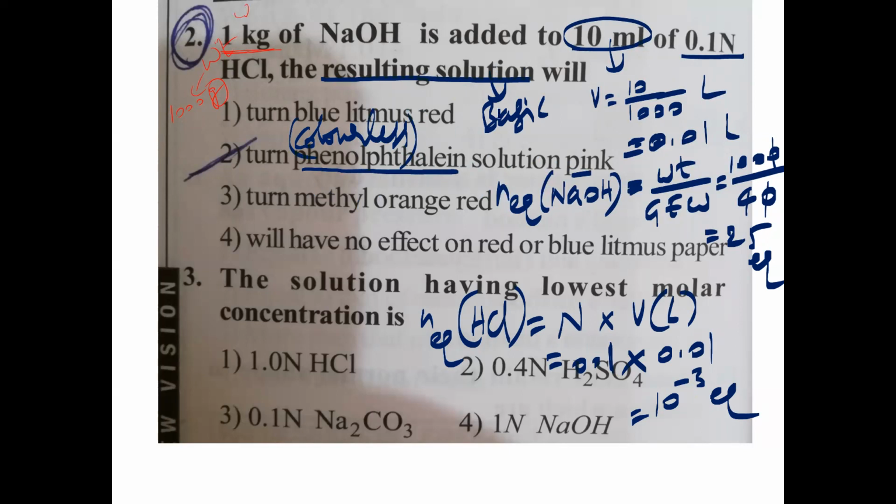Is that clear? A basic solution cannot turn blue litmus into red. Blue litmus turning red means an acidic solution. But here a basic solution is formed, so it only turns phenolphthalein solution to pink. And the option about turning methyl orange red is also for acids only. Acids only will turn methyl orange indicator into red. The option saying no effect on red and blue litmus paper is wrong. So only the second option will be right.